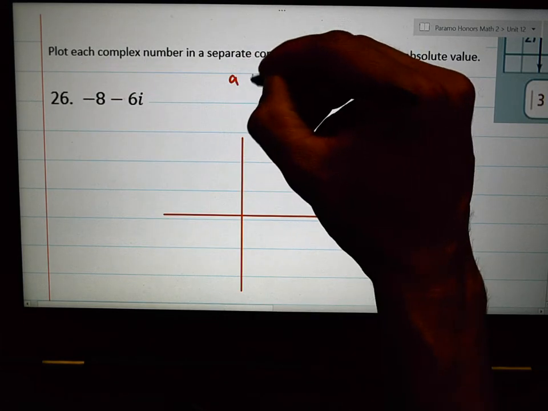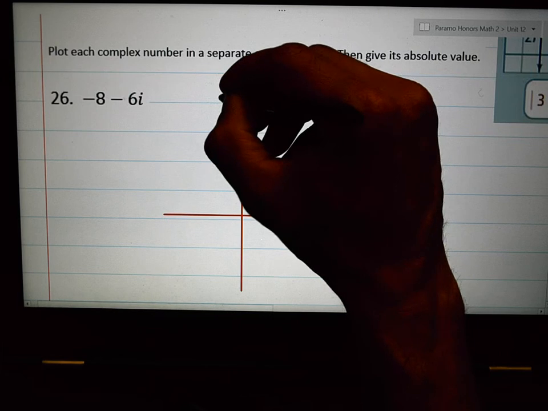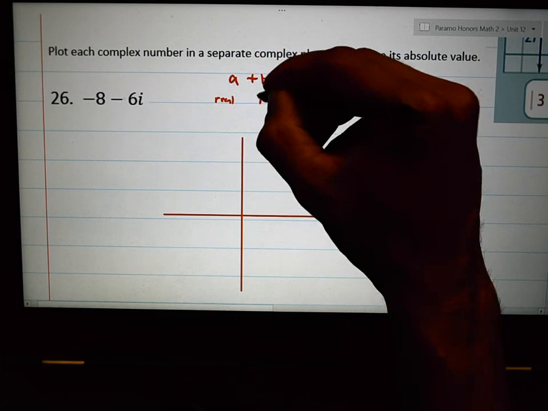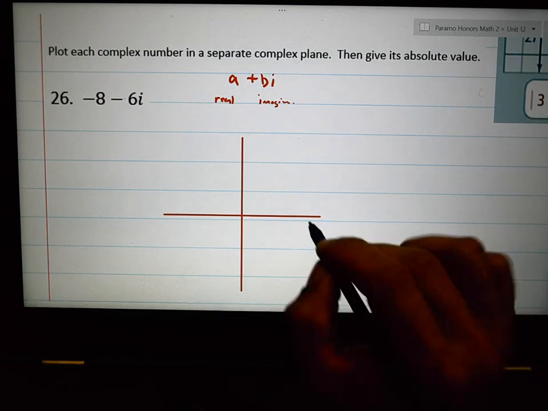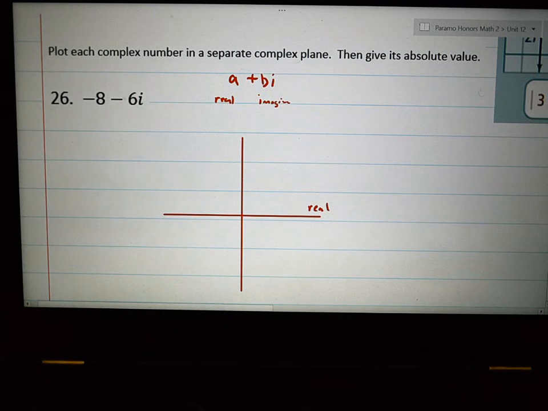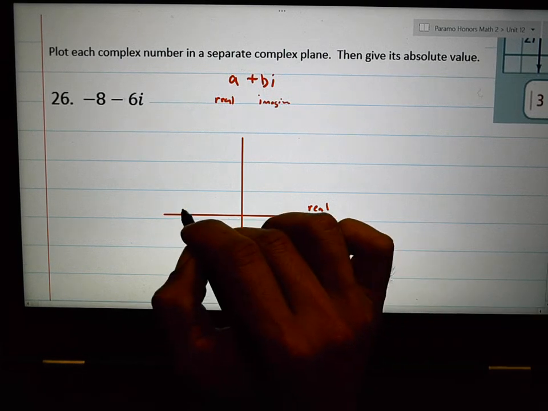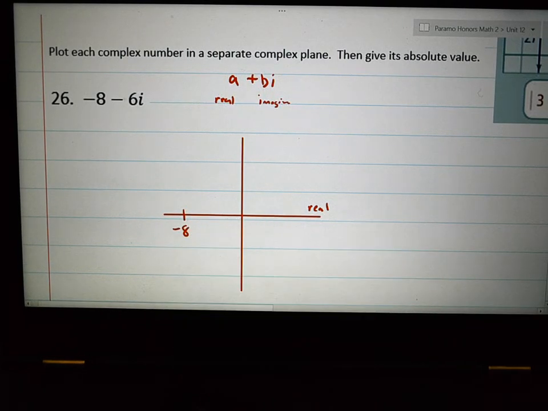There is a real component, and then there's an imaginary component. A plus bi. This is your real component. This is your imaginary component. That means your real component is on your x-axis. What's the real component of number 26? So I'm going to go to the left, and I'm going to be efficient, and I'm going to count by 8s. I'm going to go to the left 8 units, and it's negative 8 units. Some people say that's lazy. I just say it's efficient.